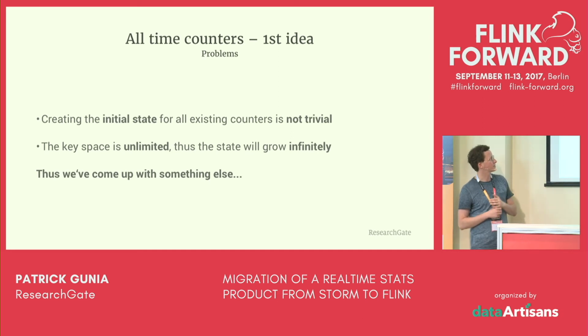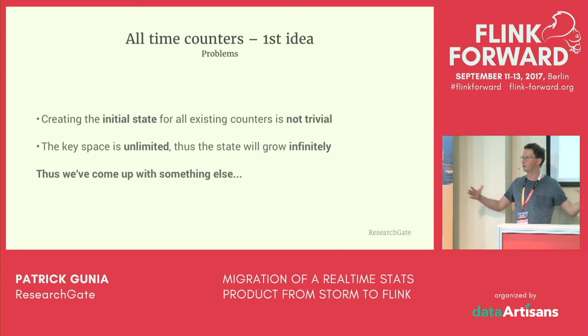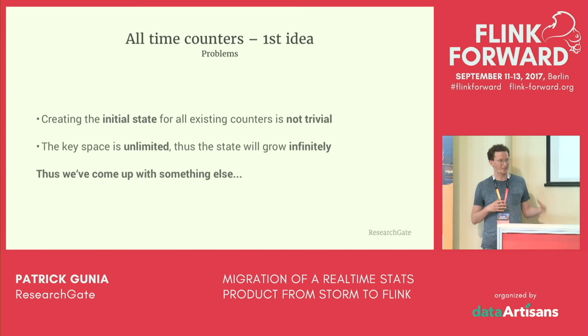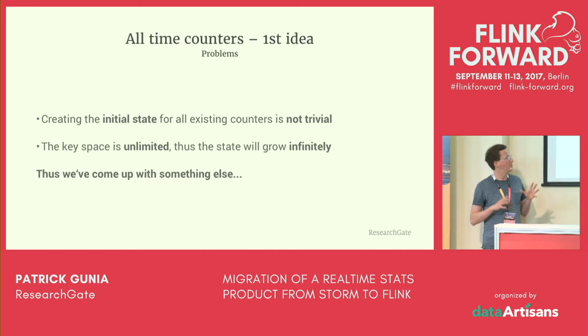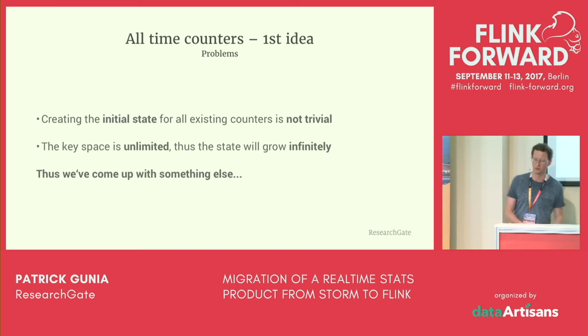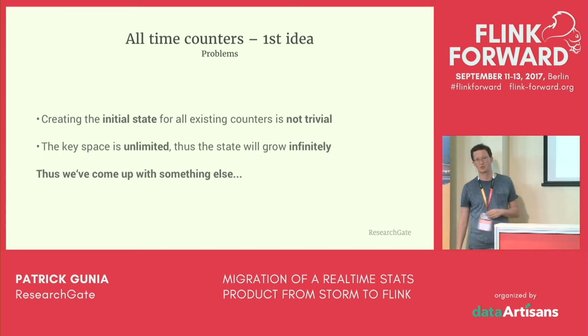The second part is even more problematic. As said, this is an open window counting problem. So the key space will grow infinitely, which means that the state will grow infinitely. If I don't have to do this, I would prefer not to. I have heard some talks here at Flink Forward where people say that managing huge state is possible, but it gives you complexity that, if you don't have to take it, you might not want to. So this is why we came up with something else.